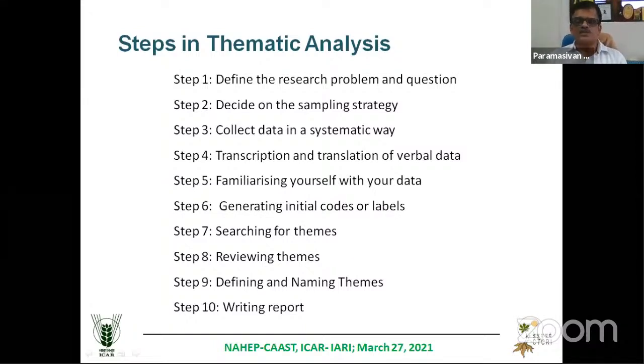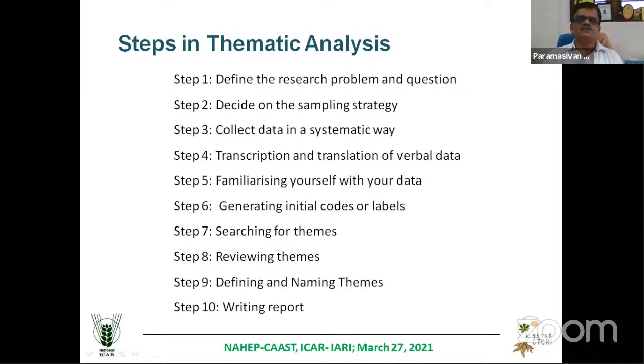Then transcription and translation of the verbal data by the judges. Judges means the people who are actually doing the thematic analysis, minimum of two required, and familiarizing yourself with the data. The transcription and translation is basically converting your data into writing form, because thematic analysis works only with text. Whether you go for a physical or a software-based approach, you need a text. You have to convert the video, the audio, into text form first in the local language. Again, you have to go for a translation there.